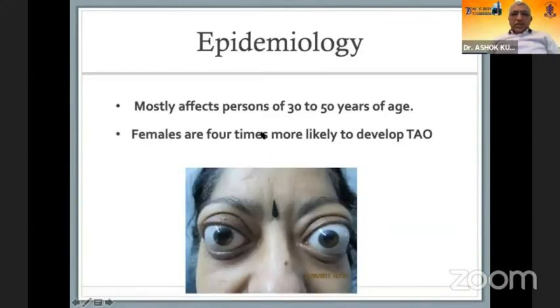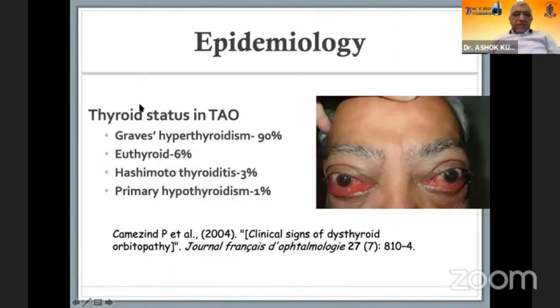We know that the most affected age groups are from 30 to 50 years of age, and females are more likely to develop thyroid-associated orbitopathy. This figure may not be as high in the Indian subcontinent as it is in the US or in Caucasians, but still the females are the predominantly affected people. The thyroid status most often is hyperthyroidism, although euthyroid Hashimoto's thyroiditis may also be associated.